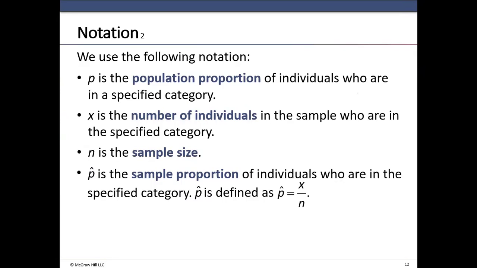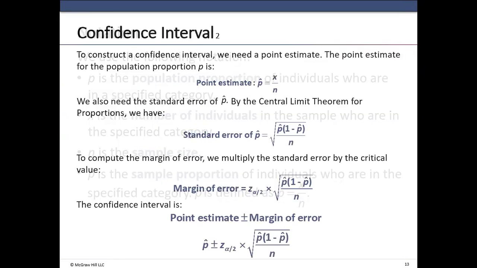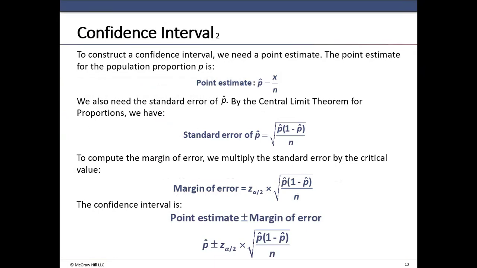p hat, the thing at the top is called p hat, is x over n. x is the small number, n is the large number. So here it is. p hat, point estimate, single value of the population proportion. That is why it is called point estimate, means one value, is x over n.